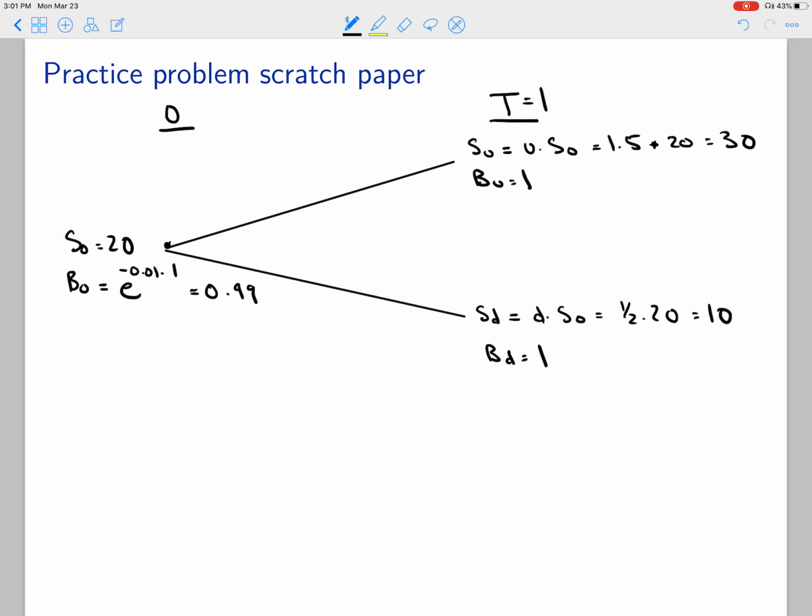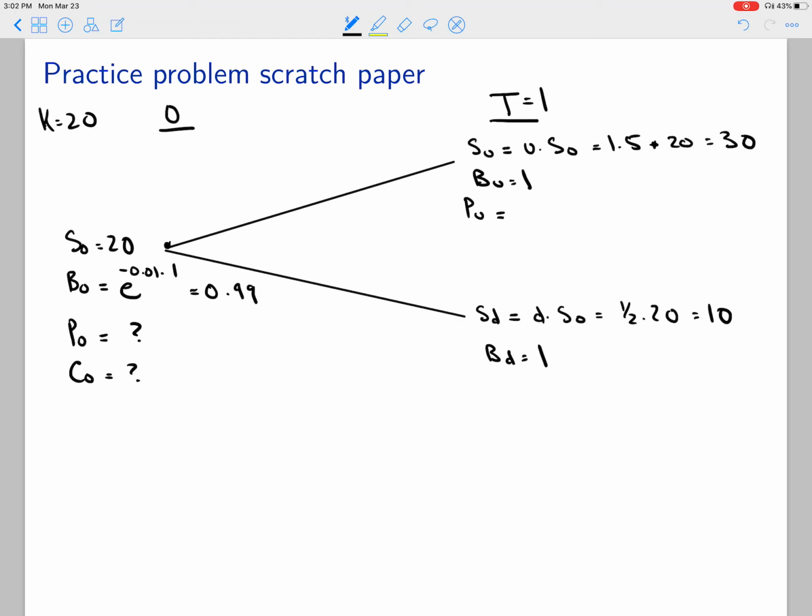Okay, what we want to do is calculate the no arbitrage put price, and later we're going to want to calculate a call price as well. To calculate the no arbitrage put price, we're going to need the put payoffs. In the upstate, the payoff of the put depends on the payoff of the stock. The strike of the put is 20.